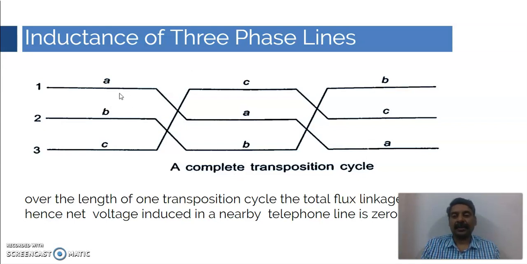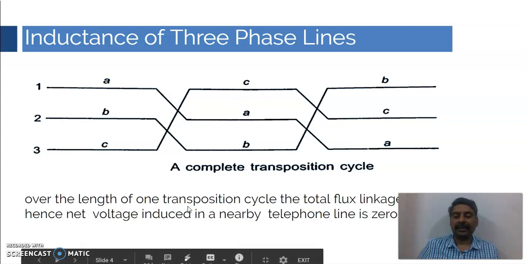Transposition cycle, where a particular conductor will take the positions of the remaining two conductors. Okay, so B is in position 2 in the first section. By the time it goes to section 2, it moved to 3 and then again to 1. So it occupies all three positions in each cycle. This cycle is called the transposition cycle. So over the length of one transposition cycle, the total flux linkages, and hence the net voltage induced in the nearby telephone line, is 0.